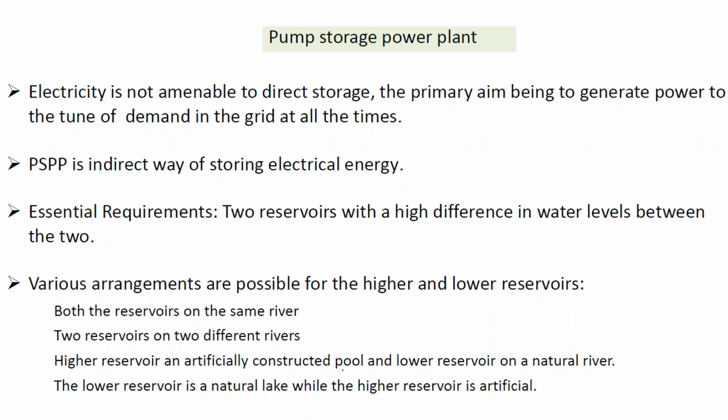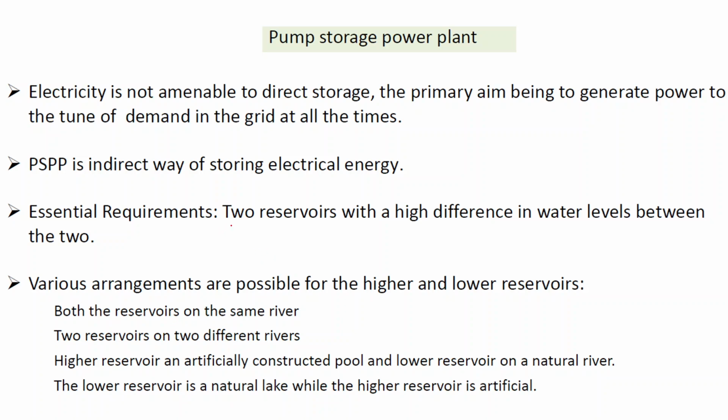And the fourth type is the pump storage type. This is a kind of artificially made power plant, in which two different tanks are made at different heights, and using a pump, water is made to flow. The kinetic energy present in this flowing water is converted to electrical energy. Electricity is not amenable to direct storage, the primary aim being to generate power to meet the demand in the grid at all times. So basically, various arrangements are possible.